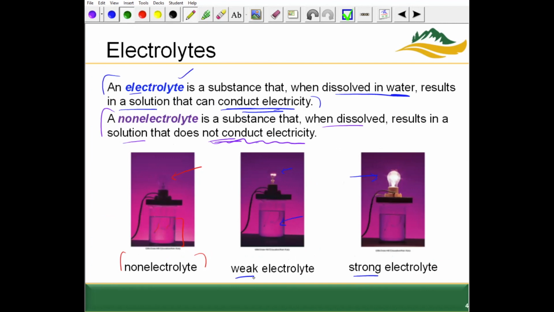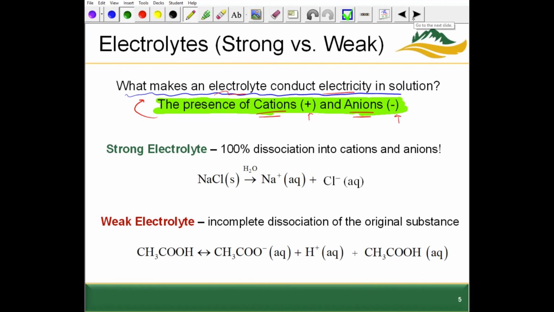Coming back here, we looked at weak and strong electrolytes. Let's define these now as far as how they produce cations and anions in solution. A strong electrolyte will 100% dissociate into its cations and anions in solution. For example, sodium chloride is an ionic compound.